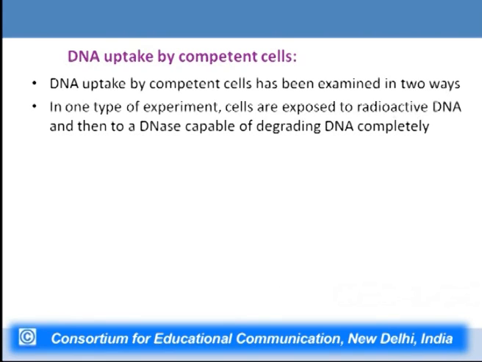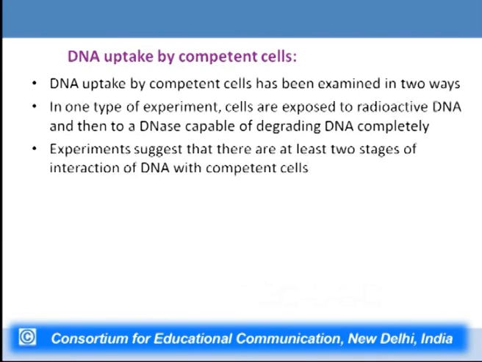In one type of experiment, cells are exposed to radioactive DNA and then to a DNase, which is capable of degrading DNA completely. Experiments suggest that there are at least two stages of interaction of DNA with competent cells. So, we are exposing the bacterial cells to radioactive DNA, and after some time we expose these cells to DNases, which are able to degrade the free DNA completely.